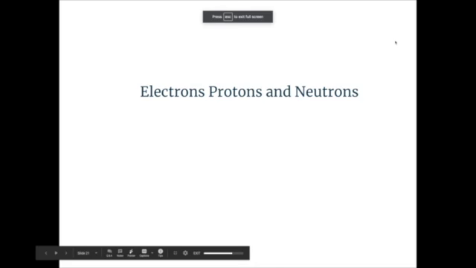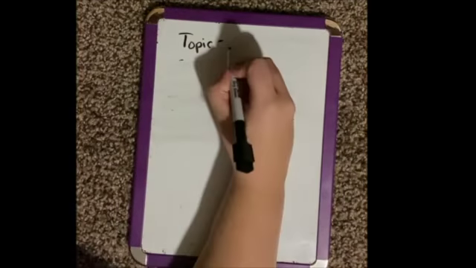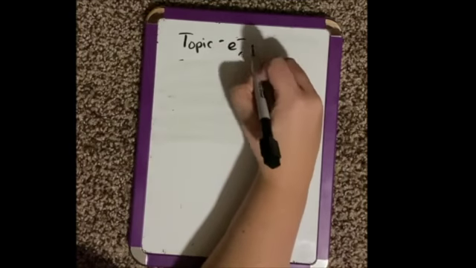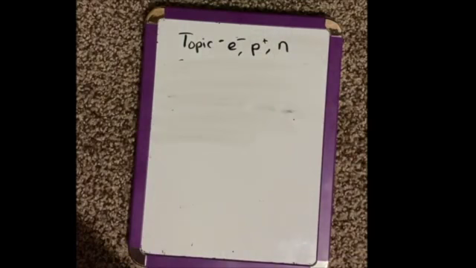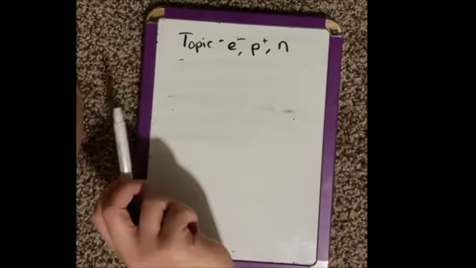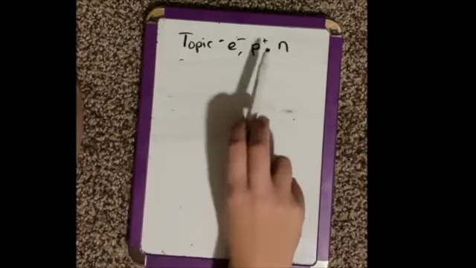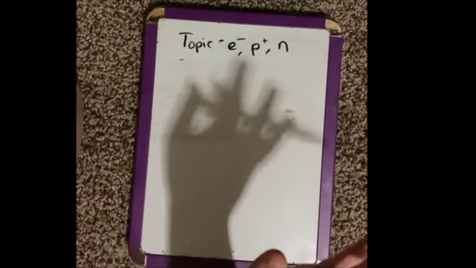Hello again. Today we're talking about electrons, protons, and neutrons. Instead of writing out the words, we could put these symbols. Typically when we talk about electrons, it's an E with a negative exponent. Protons is a P with a positive exponent. And then neutrons don't have anything next to it.